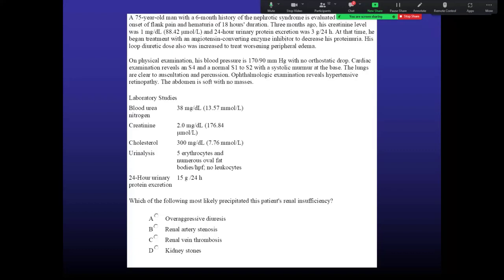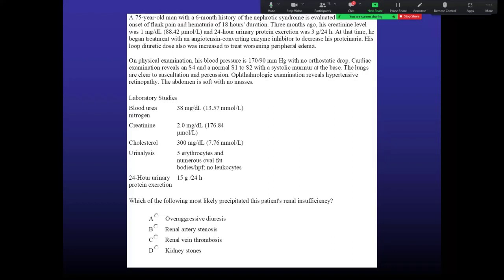These are the labs. So he has a creatinine of 2. So we know from a creatinine of 1 a month ago, so that meets the definition of acute kidney injury. He has hyperlipidemia, and on urinalysis, there are 5 erythrocytes, numerous oval fat bodies, no leukocytes, and 15 grams of protein on 24-hour excretion. So what do you think is the most likely cause?